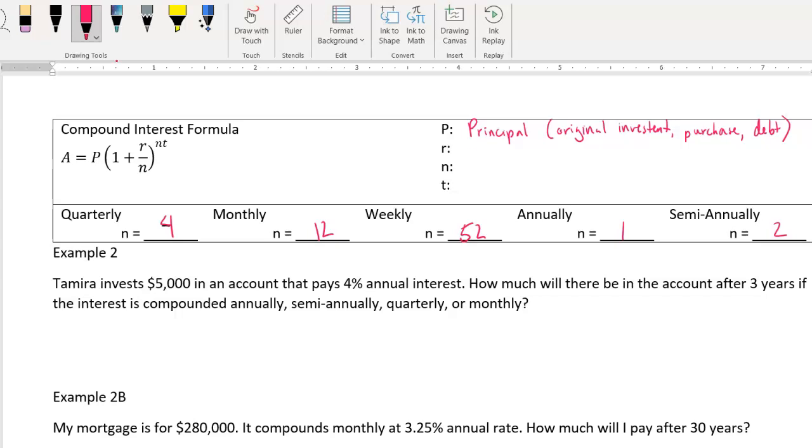The r represents your percentage rate, but we need to change that to a decimal. We don't add it to 1 and we don't subtract it from 1 because that's going to be done here in the formula, so we don't do that twice. But we do change it from a percent to a decimal. That is very important. n represents the number of compoundings in a year, which we already talked about in that box below. And t represents your time in years.